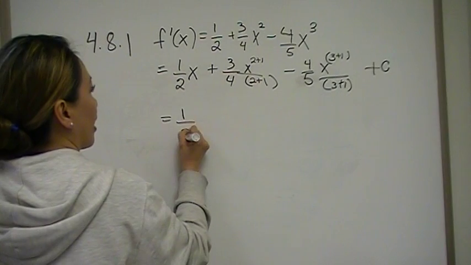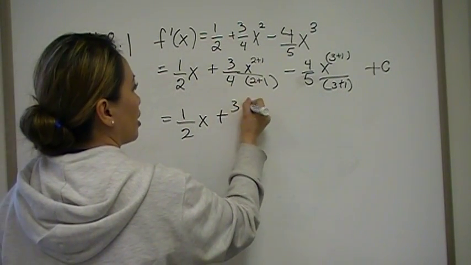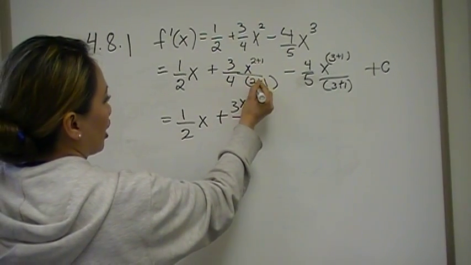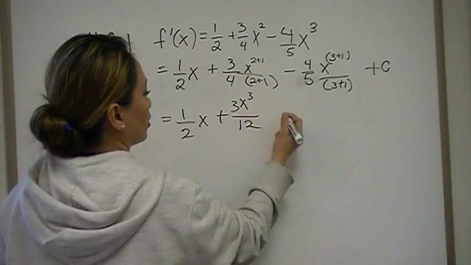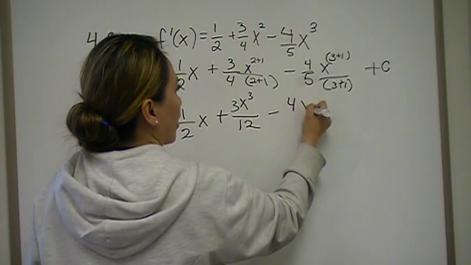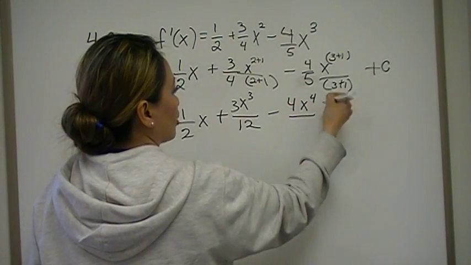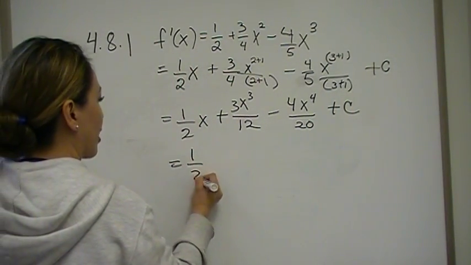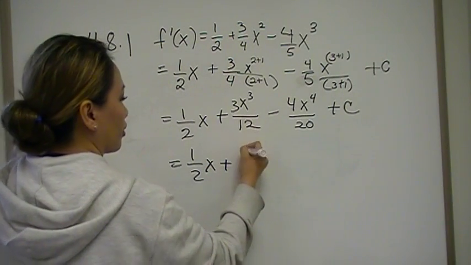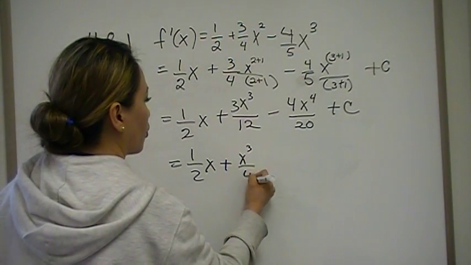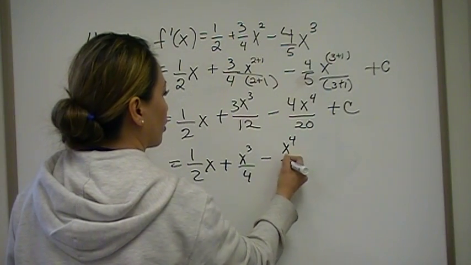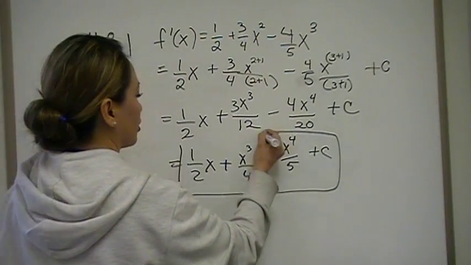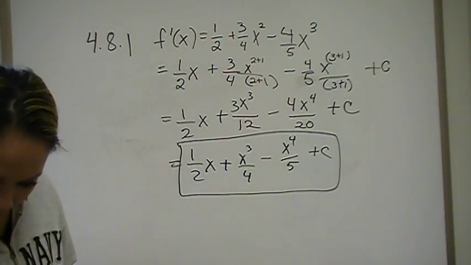So that gives us 1/2 x plus 3x cubed over 4 times 3, which is 12. So minus 4x to the 4th over 5 times 4, which is 20, plus some constant. That gives us 1/2 x plus x cubed over 4 minus x to the 4th over 5 plus C, which is the answer to number 1.